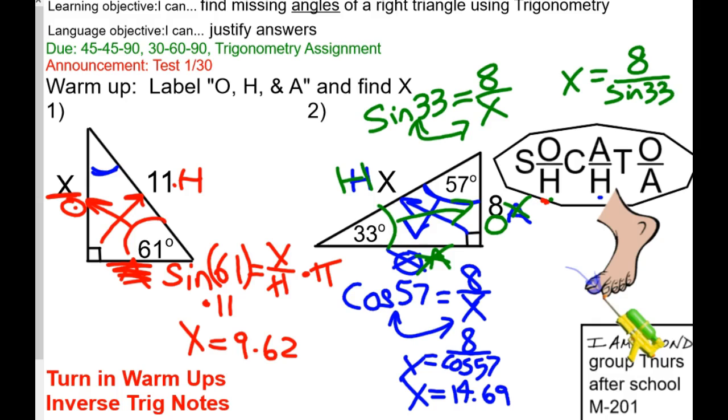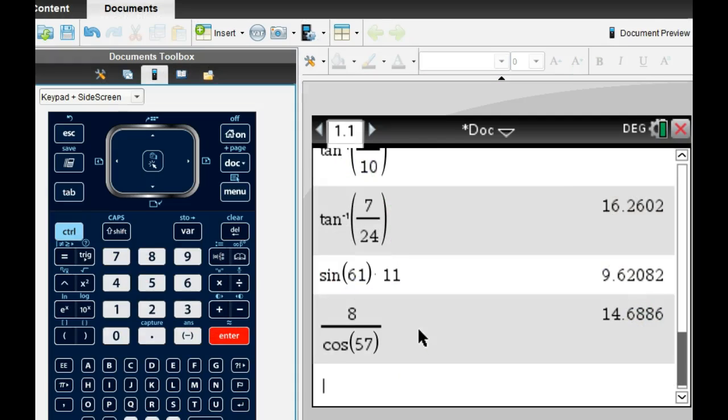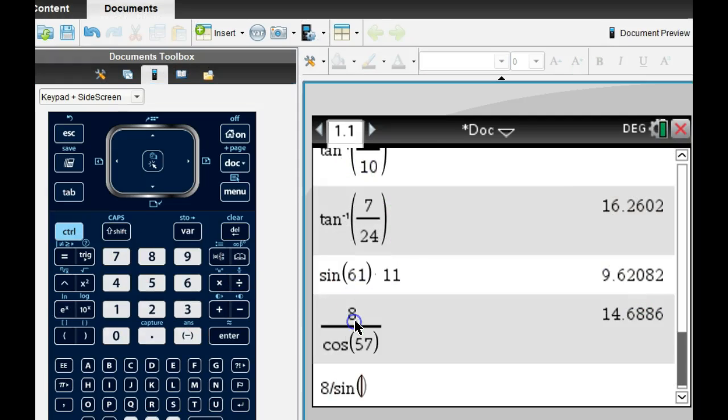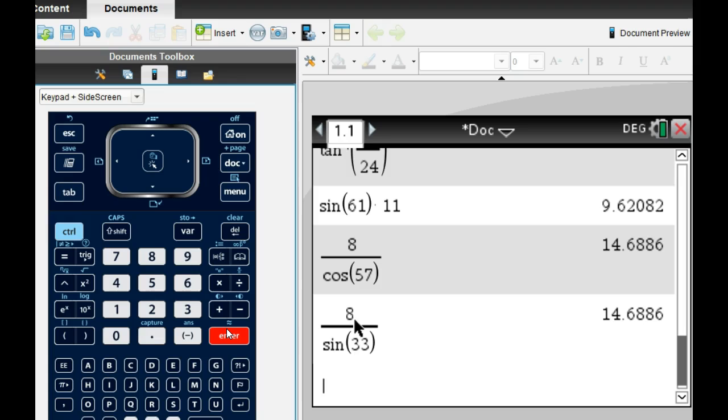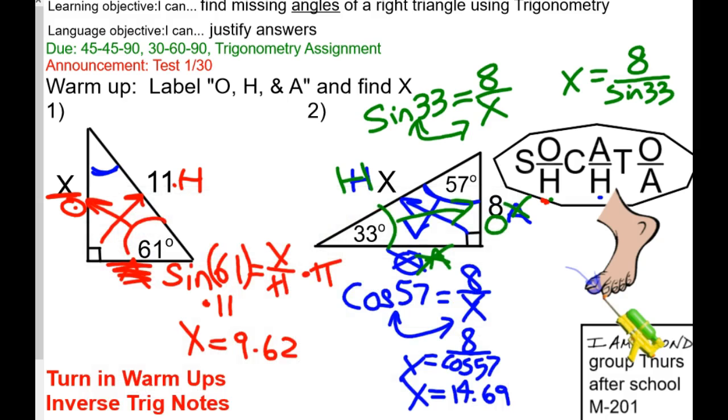Now, does that give you the same answer for X? 8 divided by sine 33 is 14.89. So I wanted you to see, no matter where you start, as long as you do the right trig and label everything correctly, you get the same answer, 14.89. You don't have to show me both every time, but I want you to know either one works from either angle. That's it for your warm-ups for this week. Please make sure your name is on it, pass it to the front, and then we're going to do some notes.